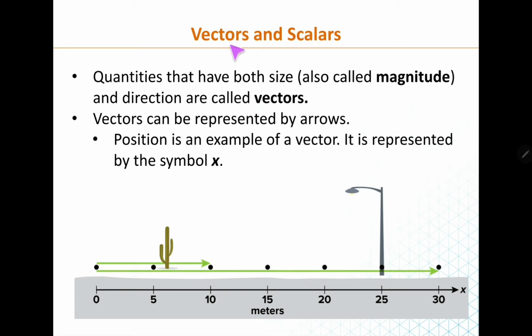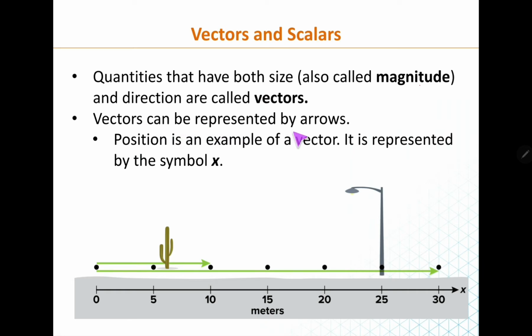Now we will learn vector and scalar in physics. What's the meaning of vectors and scalars? In the beginning, we will talk about vectors. Quantities that have both size, also called magnitude, and direction are called vectors. This is the definition of vectors. The quantities that have both size and direction are called vectors. Instead of size, we can say magnitude, it's the same.